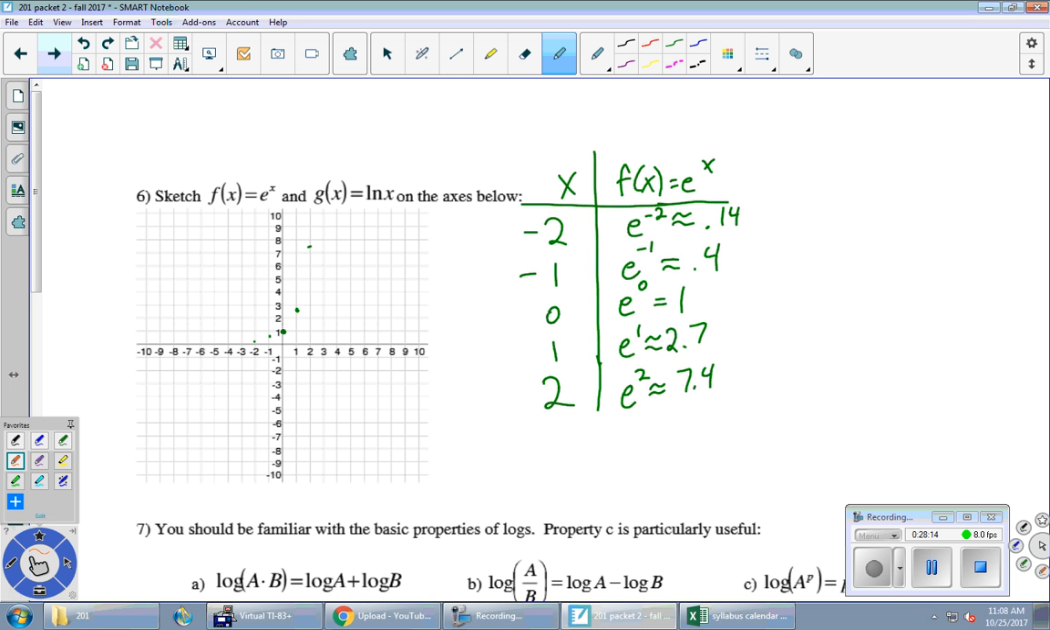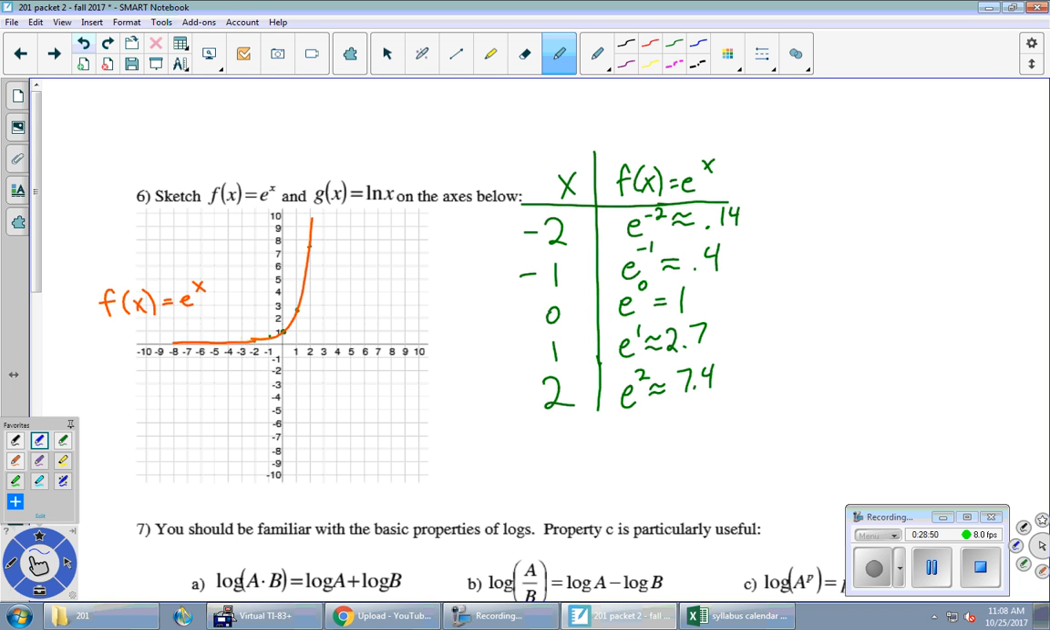We knew e to the x was going to be an exponential growth curve. It gets really close to, but never touches the x-axis. Okay, so we're really familiar with the graph of e to the x. But a lot of us are not near as familiar with the graph of ln of x, and I want us to get really comfortable with the graph of ln of x. And so I'm ready to plot 5 points. In fact, I've got 5 points.